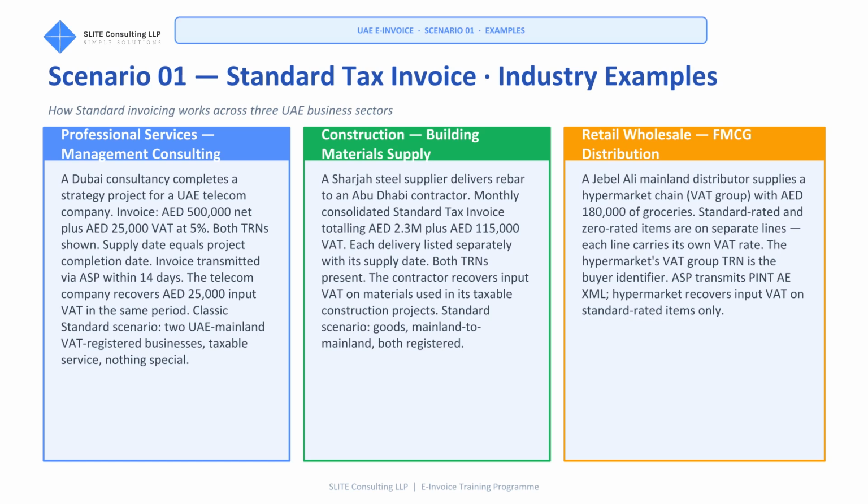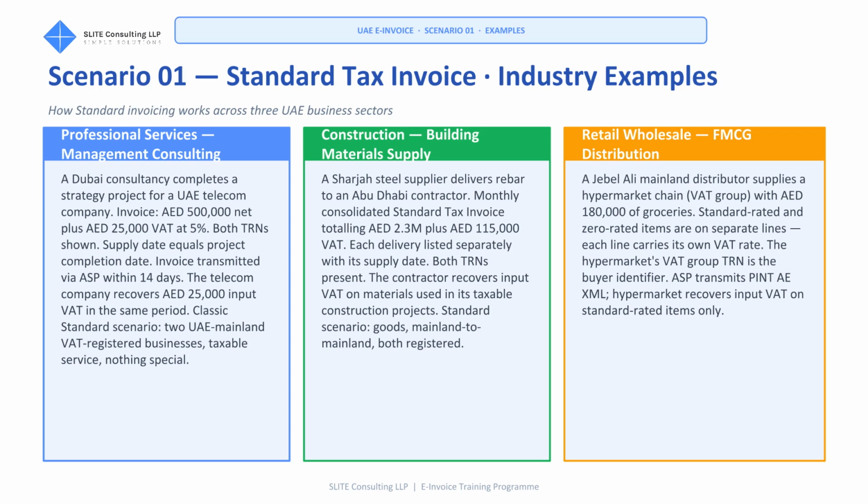Second, construction. A Sharjah steel supplier delivers rebar to an Abu Dhabi contractor. A monthly consolidated standard invoice of 2.3 million dirhams plus 115,000 VAT, with each delivery listed by supply date. Third, retail wholesale. A Jebel Ali distributor supplies a hypermarket VAT group with 180,000 dirhams of groceries. Standard-rated and zero-rated items on separate lines, each with its own rate. 3 sectors, same pattern. Mainland to mainland, both registered, default treatment.